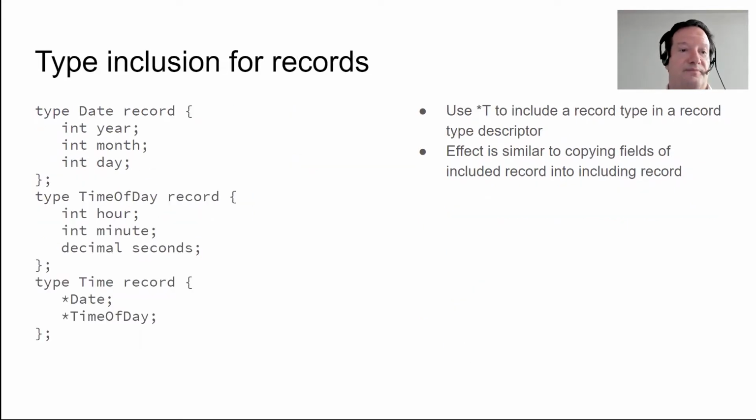Often you want to create a record using fields of other records. Let's give a little example. Suppose you have a date record, which has year, month, day fields. You have a time of day record, which has hour, minute, seconds fields. You can create a time record, which has all the fields of date and all the fields of time using this star syntax. Star means basically copying the fields of that record into this one.